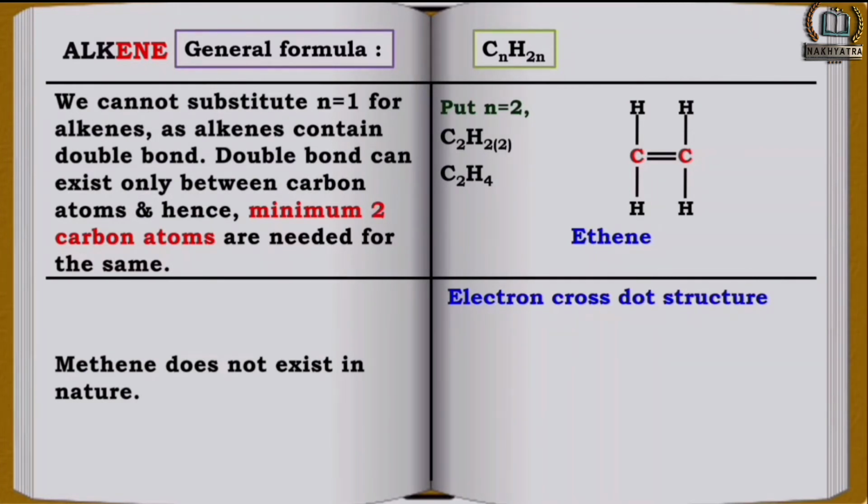Now see the electron cross-dot structure for ethene. It is also the same as for alkanes. Here the dot represents the electron of hydrogen and the cross represents the electrons of carbon.